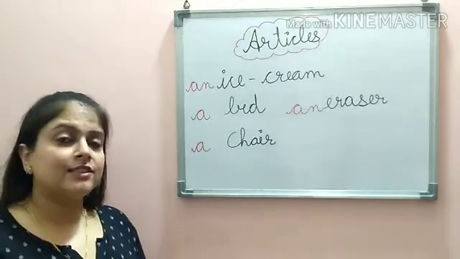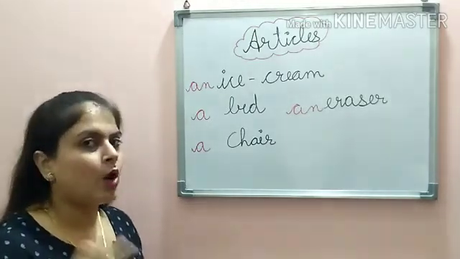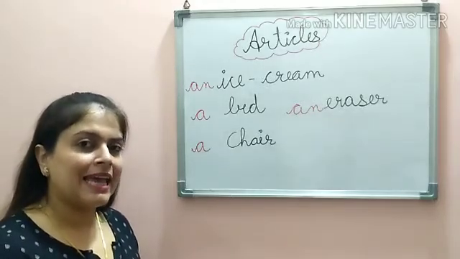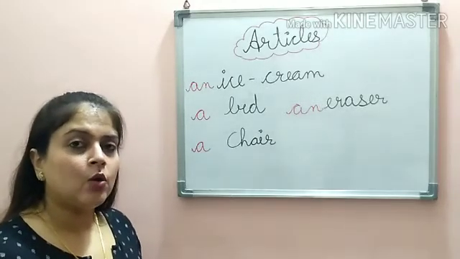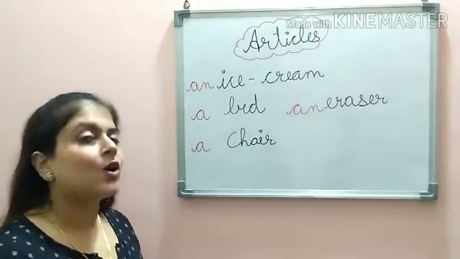A is used with the consonants. An is used with the vowels. Vowels are A, E, I, O, U. And rest of the alphabets are consonants.